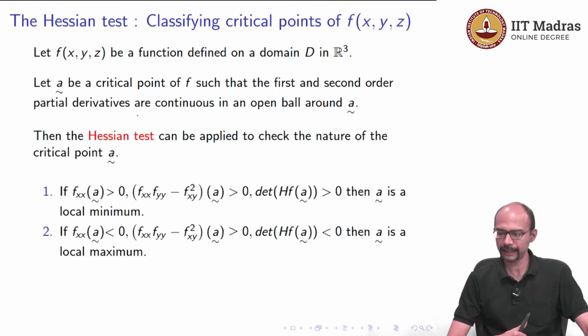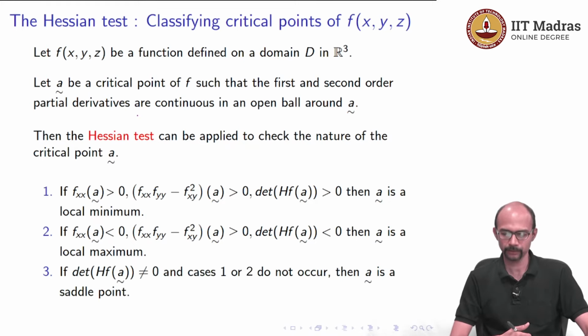If on the other hand f_xx is negative, the second term f_xx f_yy minus f_xy squared at A tilde is positive and the determinant is negative. So, this is alternating sign, then A tilde is a local maximum. If the determinant is non-zero and neither of cases 1 or 2 occur, then A tilde is a saddle point.